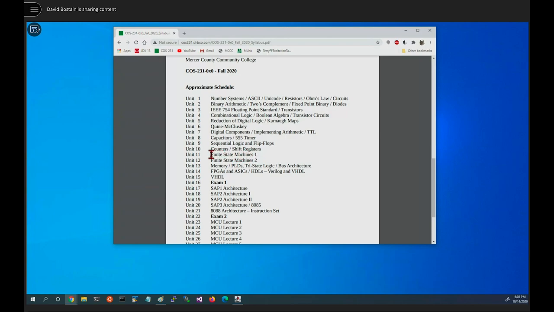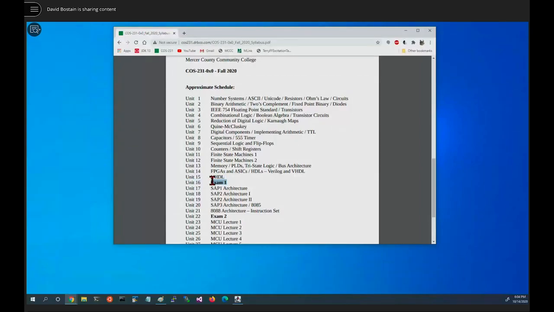So a finite state machine is a way of looking at a lot of the things that we've been doing and putting them all together into something practical. This is a practical application of all the Boolean algebra and a lot of the sequential logic that we've previously talked about. Now, if you notice, we're moving pretty quickly toward this first exam.